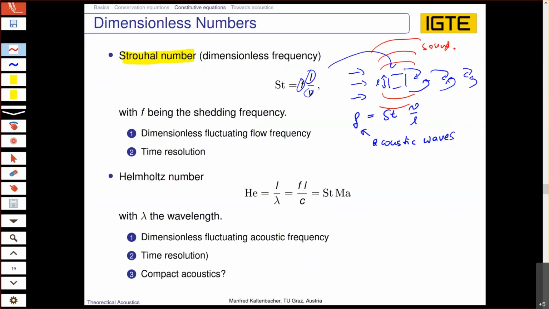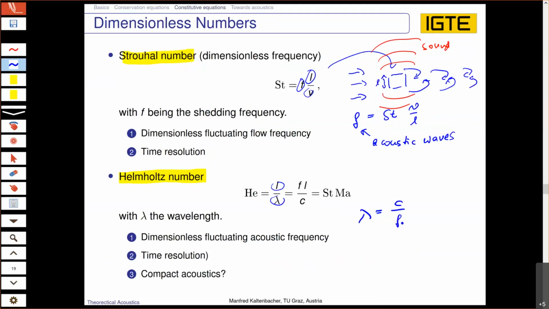dimensionless number for us. And then we also have the Helmholtz number. The Helmholtz number relates, as you can see here, frequency, length scale, and speed of sound. That is the definition. Please be careful: the length scale is the length scale of the flow, for example, the diameter of a vortical structure, and the wavelength lambda. And the wavelength lambda you can also write as the speed of sound over frequency.